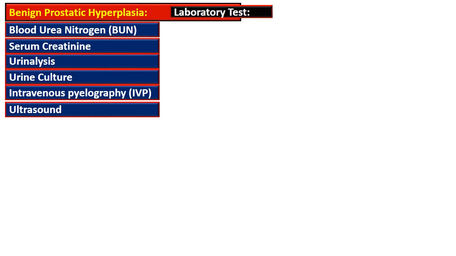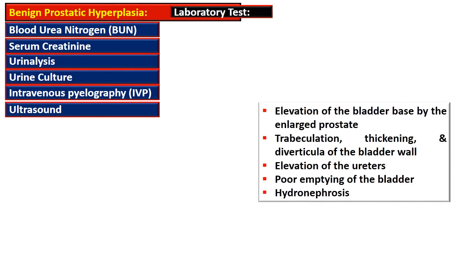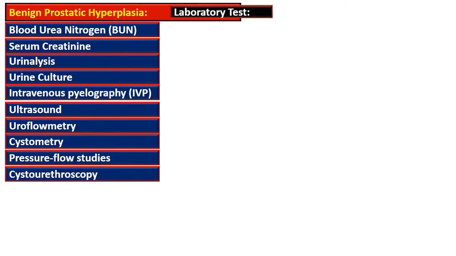Intravenous pyelogram and ultrasound are performed when the blood and urine picture is normal, and these are performed usually in patients who have hematuria and when you are suspecting hydronephrosis. The expected findings in IVP and ultrasound are elevation of the bladder base by the enlarged prostate, trabeculation, thickening and diverticulosis of the bladder wall, elevation of the ureter, poor emptying of the bladder and hydronephrosis.